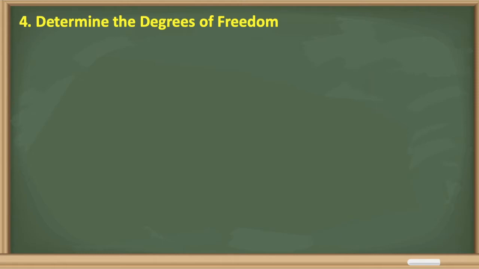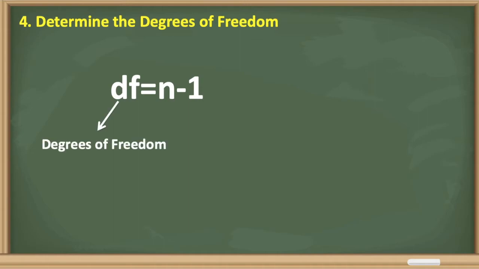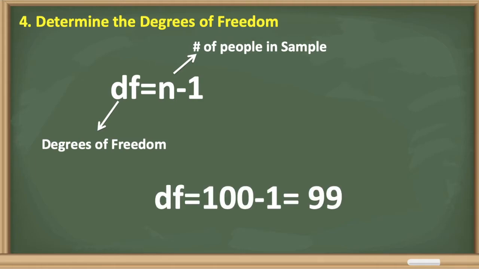It's hard for us, or maybe impossible for us, to find our critical value without first determining the degrees of freedom. So here's our formula. Our formula here is df, which stands for degrees of freedom, equals n minus 1. And n here is simply going to represent the number of people that we have in our sample. If you remember, we had 100 people in our sample. So 100 minus 1, of course, gives us 99.